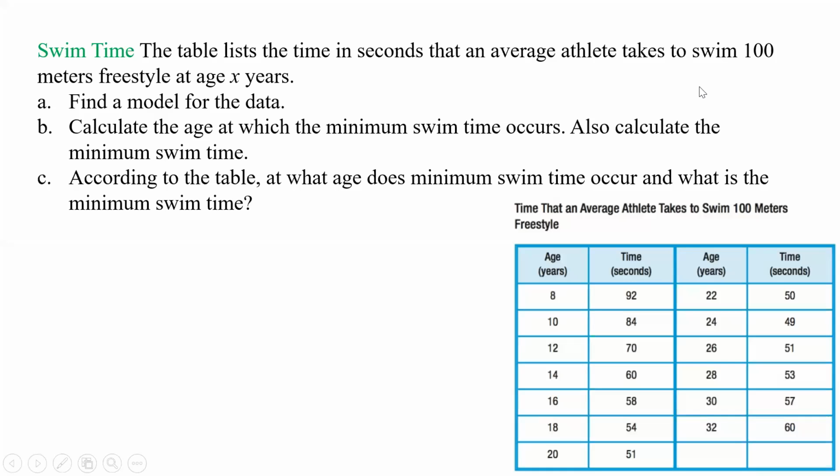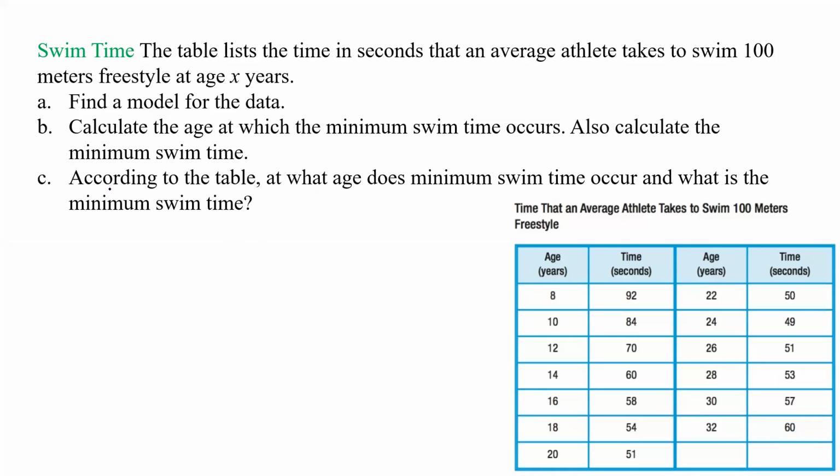All right, so this one is talking about swim time. We've seen swim times before. So the table lists the time in seconds that an average athlete takes to swim 100 meters freestyle at age X years. Find a model for the data, then calculate the age at which the minimum swim time occurs. Also calculate the minimum swim time. And then according to the table, at what age does the minimum swim time occur and what is the minimum swim time?